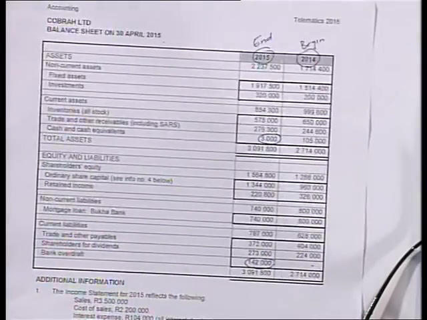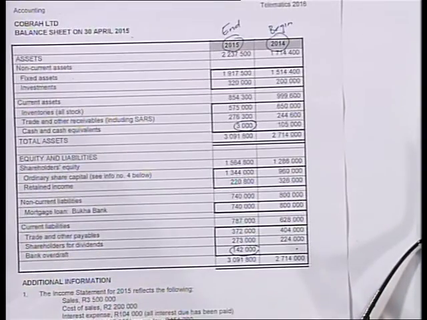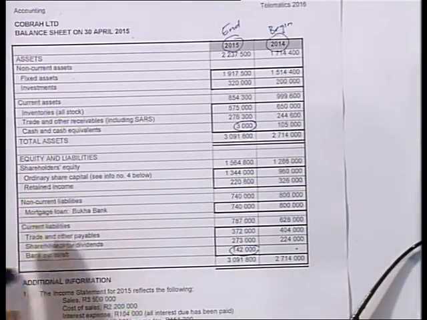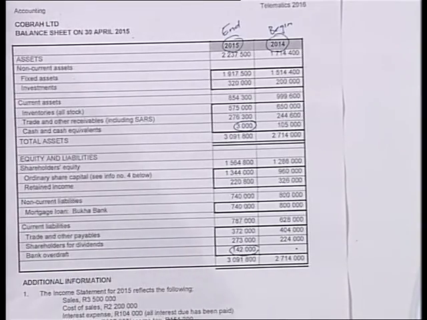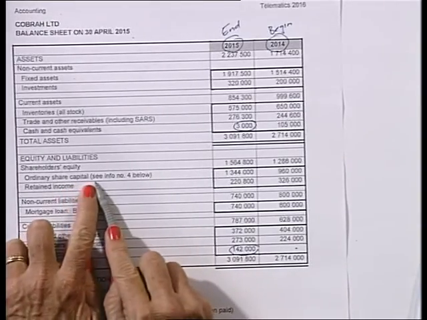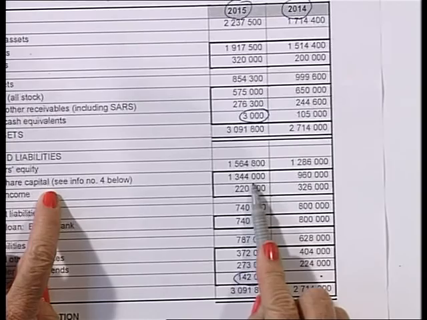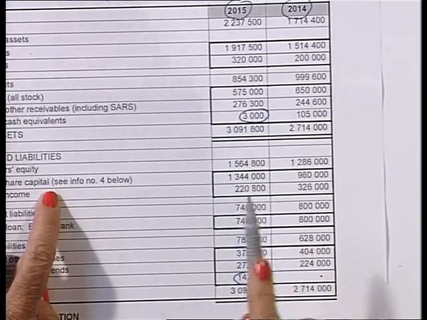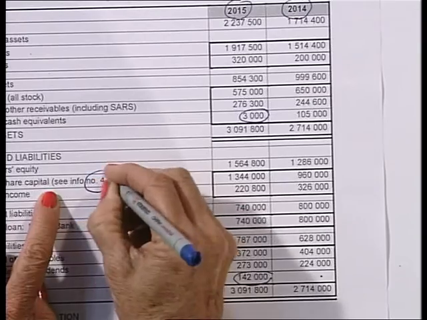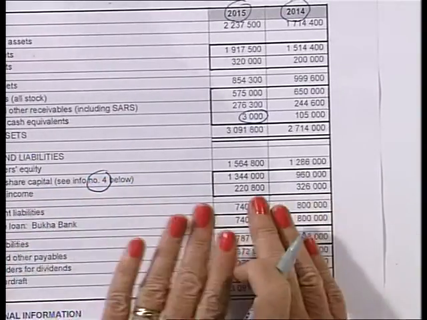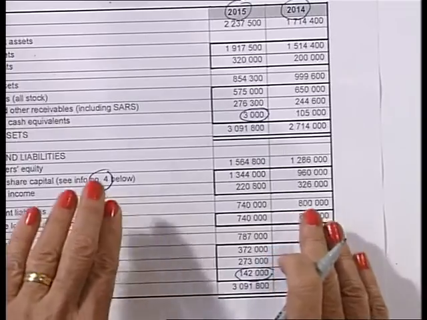One of the most important things in accounting is you must know where to look for your information. And that's the reason you must know your balance sheet by heart. So I want to see what happened with my shareholders' equity. If we look here at shareholders' equity, they tell you here, only share capital, and we start with 960,000, it increased to 1,344,000, but very important, they tell us to look at note number 4. So you can't only subtract it, you must go to note number 4.